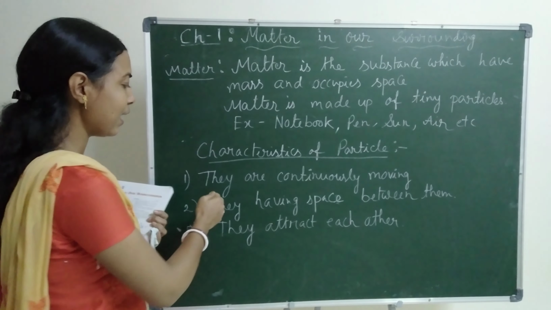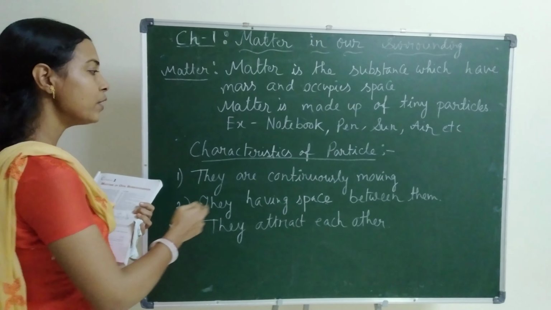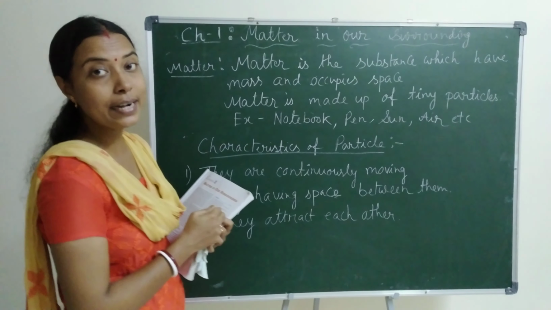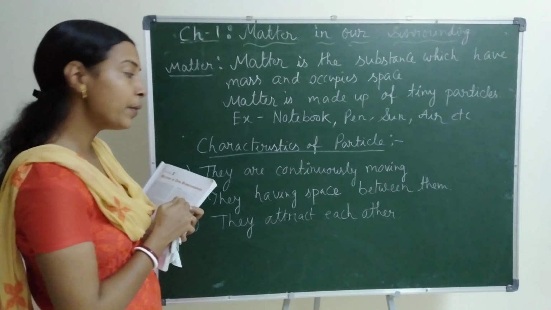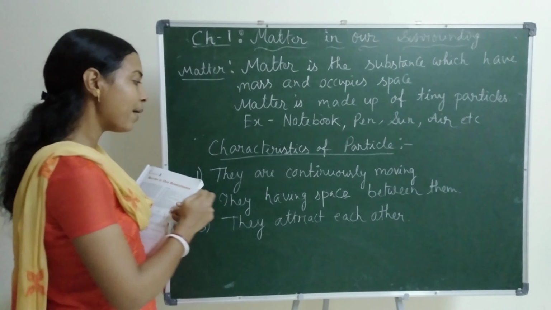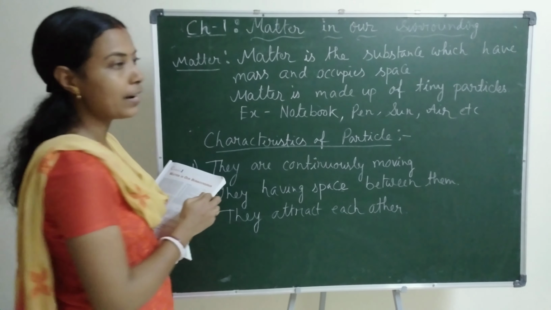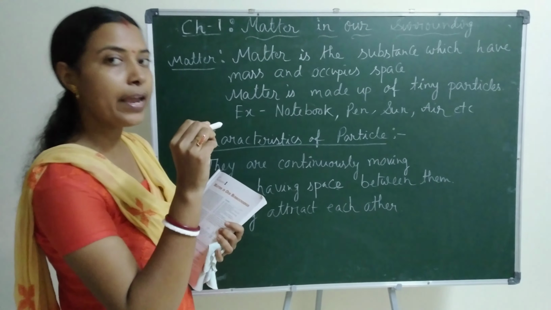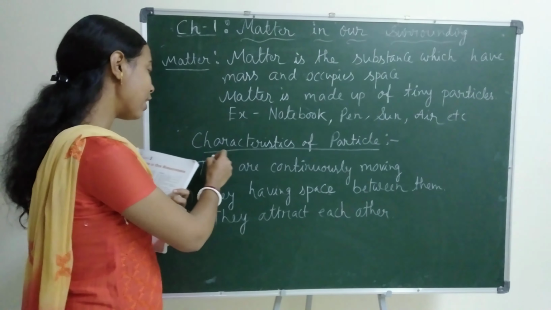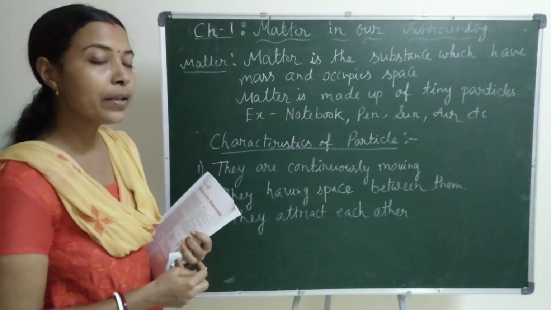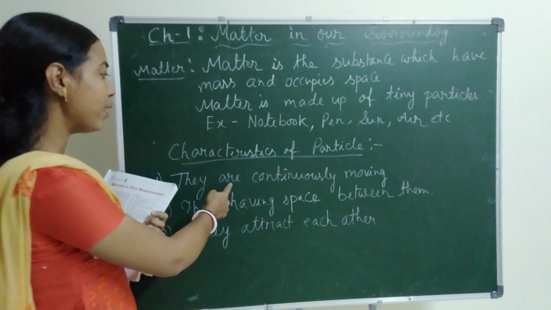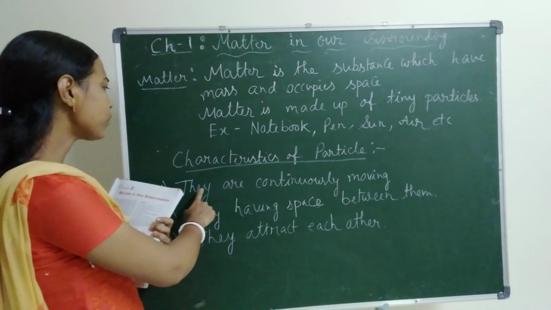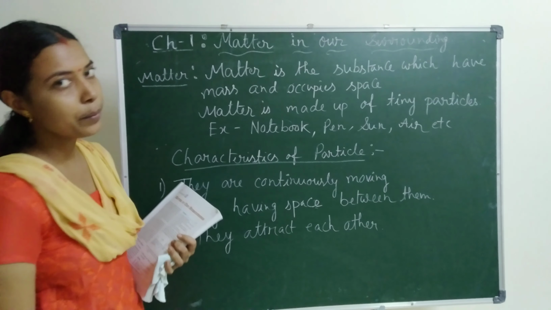Second characteristic is they have space between them. That is, particles have space between them. And third one, they attract each other. That means matter, which is made up of particles, has these three properties. We'll discuss them one by one. First one, they are continuously moving.